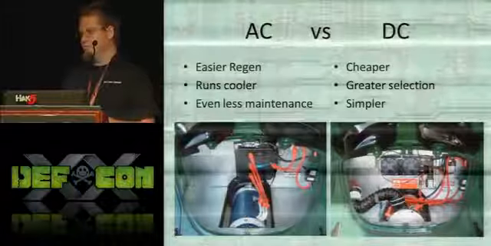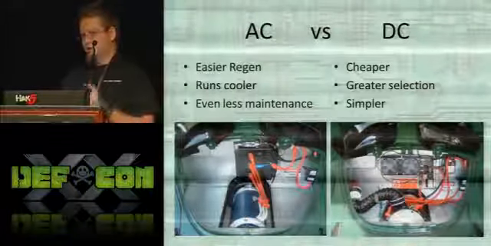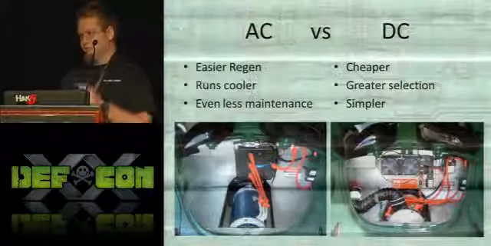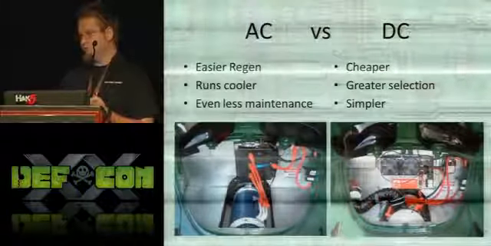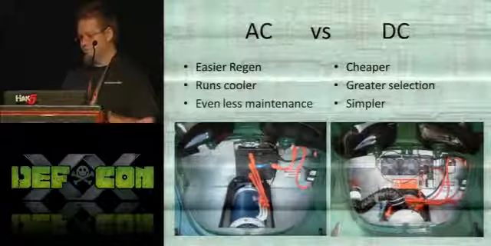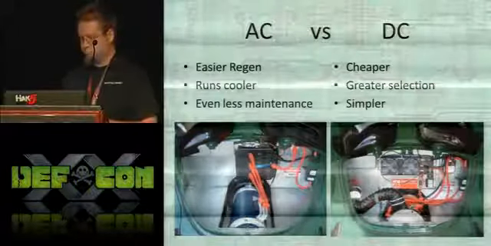Also, AC motors are brushless. So remember the picture I showed you where you have the bearings and the brushes that wear out? Well, in an AC motor, you don't have those brushes to wear out, so the only thing that can ever wear out is the bearings, and the rest of it is good for life.